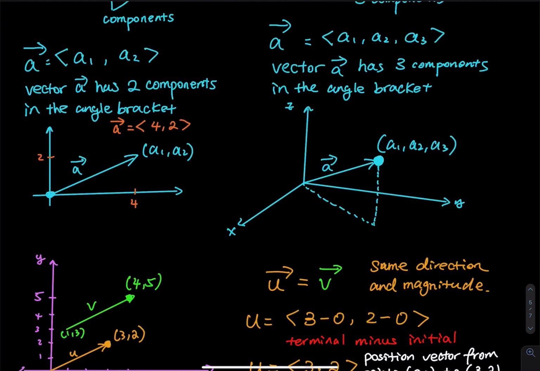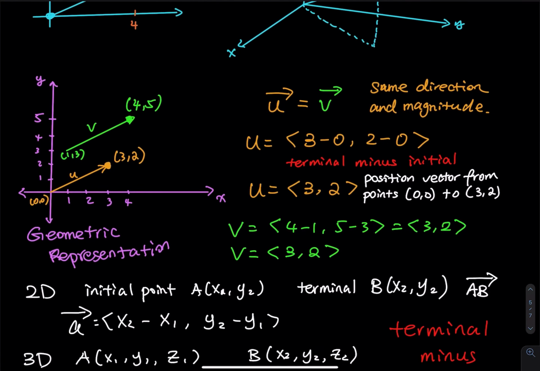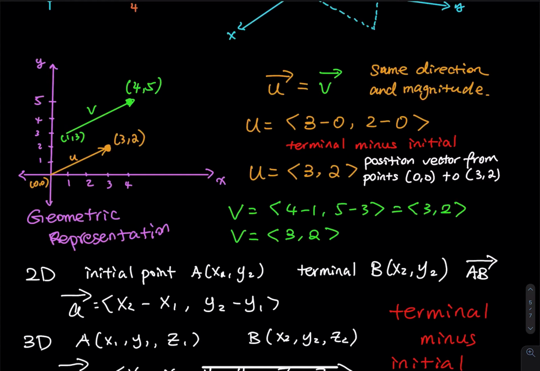Let me give you an example regarding the component. For simplicity, I will just use 2 dimensions. In this xy plane, I have 2 vectors, an orange vector u and a green vector v. The orange u starts at 0, 0 and terminates at 3, 2. The green vector starts at 1, 3 and terminates at 4, 5. The first observation I see is that u and v have the same direction and same magnitude. That means they have the same length and they are going in the same direction.